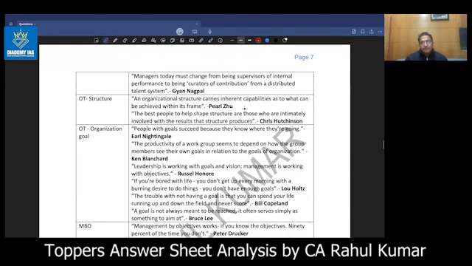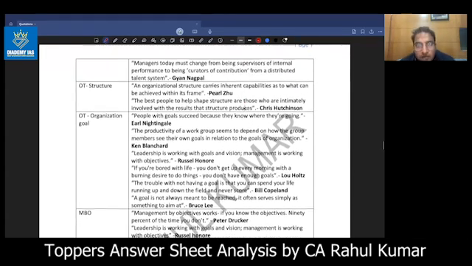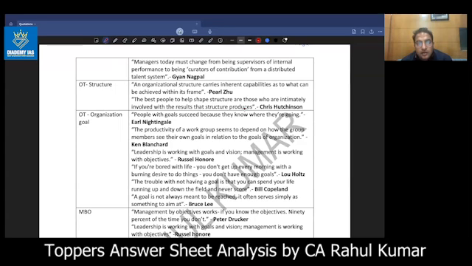Next is, this is also a good one. An organizational structure carries inherent capabilities as to what can be achieved within its frame. I think this is indicating the importance of OS. An organizational structure carries inherent capabilities as to what can be achieved within its frame.